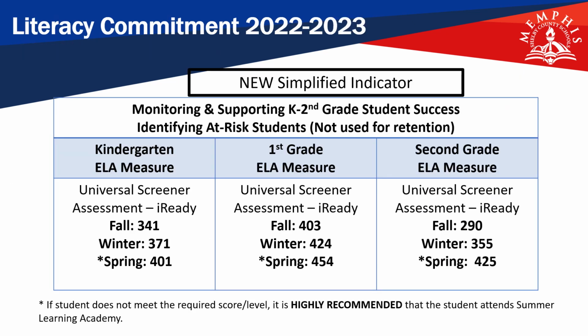So just to give you a baseline for students who are identified as being at risk, or those students who need academic support plans. In kindergarten, we had our fall screener, and your child should have scored at least a 341 to be on track. In first grade, a 403, and in second grade, a 290.